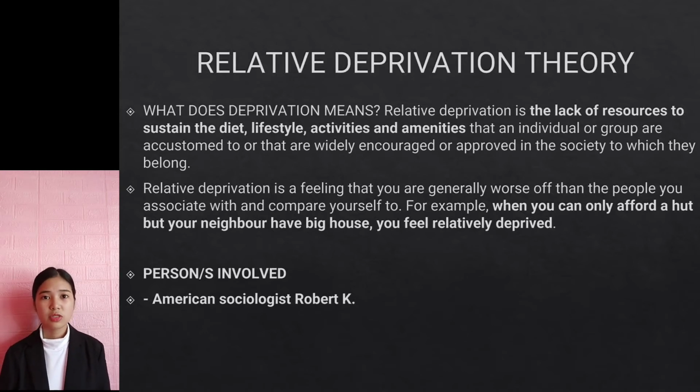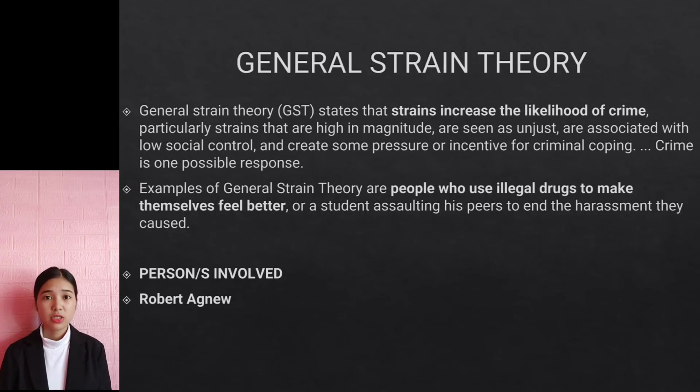Relative deprivation is a feeling that you are generally worse off than the people you associate with and compare yourself to. So for example, when you can only afford a hut but your neighbor has a big house, you feel relatively deprived. So the person involved here is American sociologist Robert Merton. General strain theory.